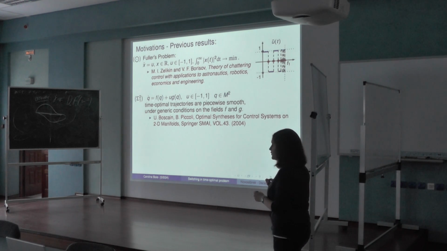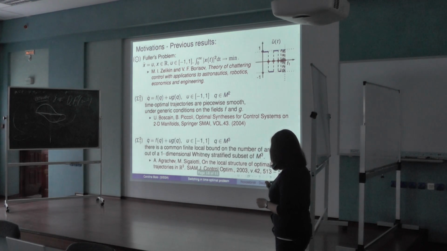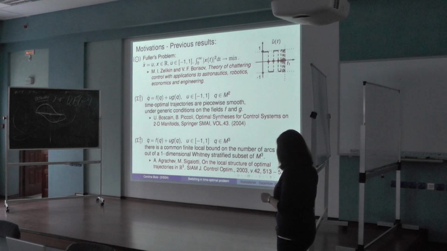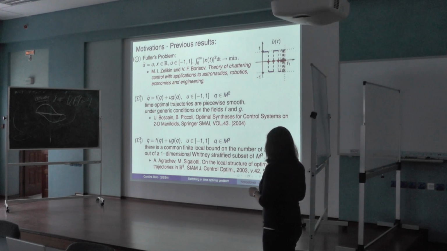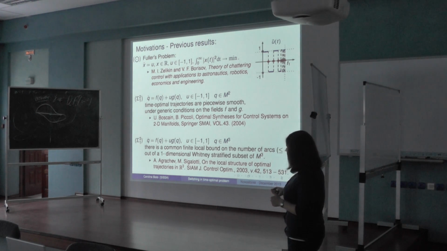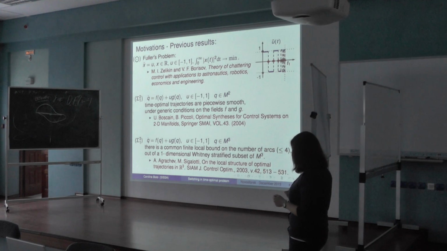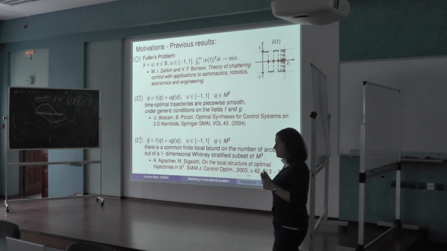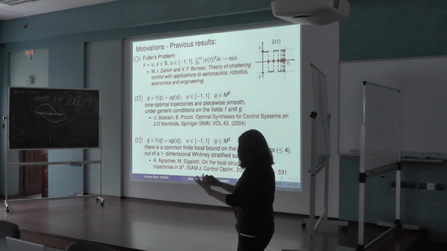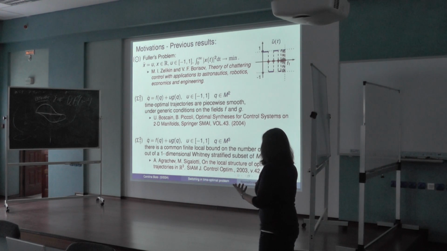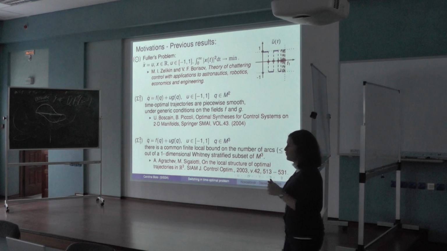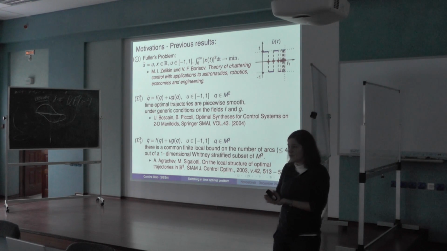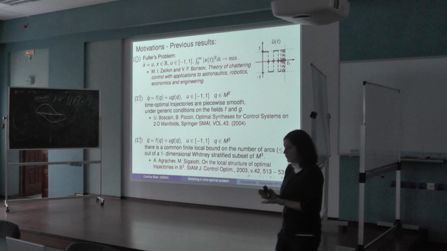Just with the perturbation of the system. And also we studied the three-dimensional case with scalar control, by Andrei Agrachev and Mario Sigalotti, and they gave a similar result. And they saw that out of a one-dimensional subset in the three-dimensional manifold, it means that out of a particular subset, there is a common finite local bound on the number of arcs. So also in this case, we don't have the chattering phenomenon.